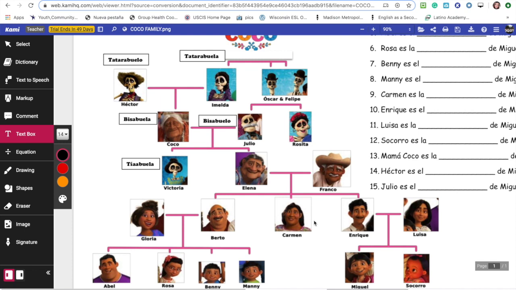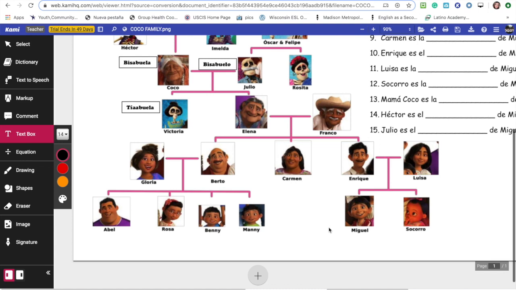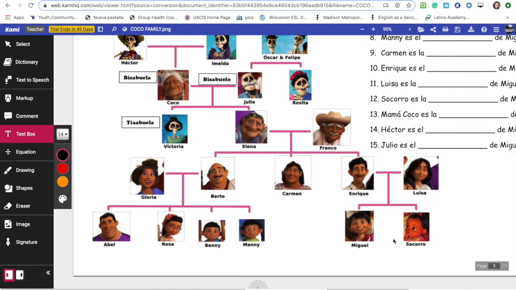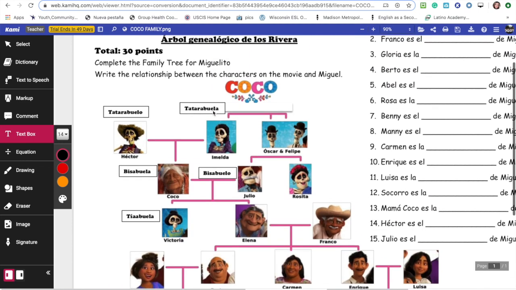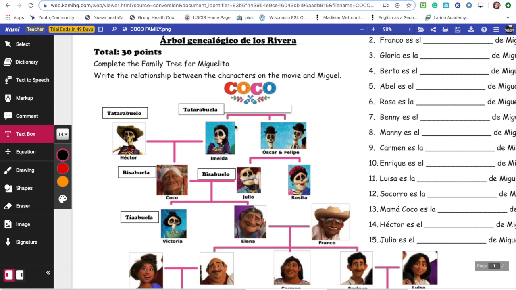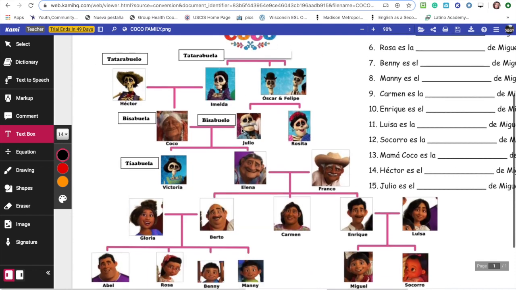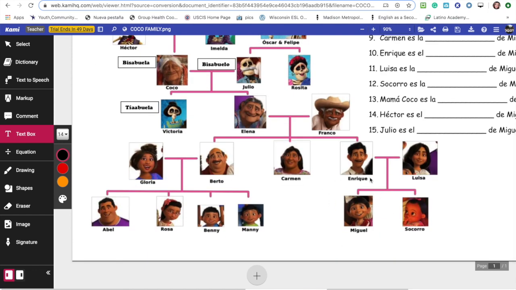And vamos a empezar. So let's start with Miguel. Miguel is the main character of the movie. So we start from here and we go up. So this is un árbol genealógico. So árbol genealógico means a family tree. And Rivera is the last name of the entire family. Entonces, vamos a empezar con Miguel. We're going to start with Miguel.